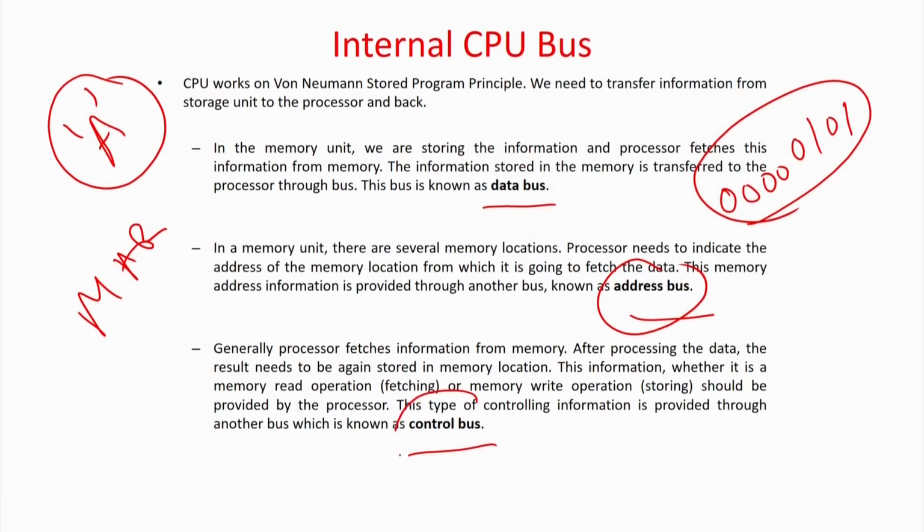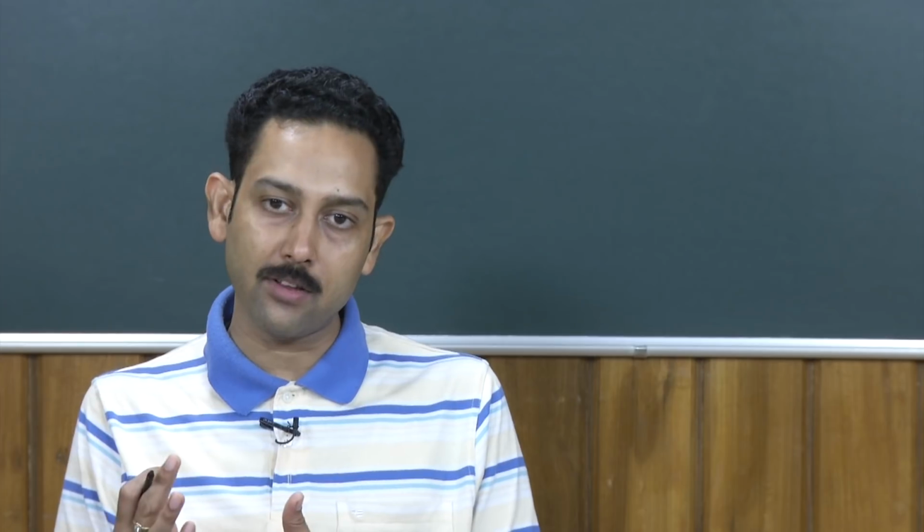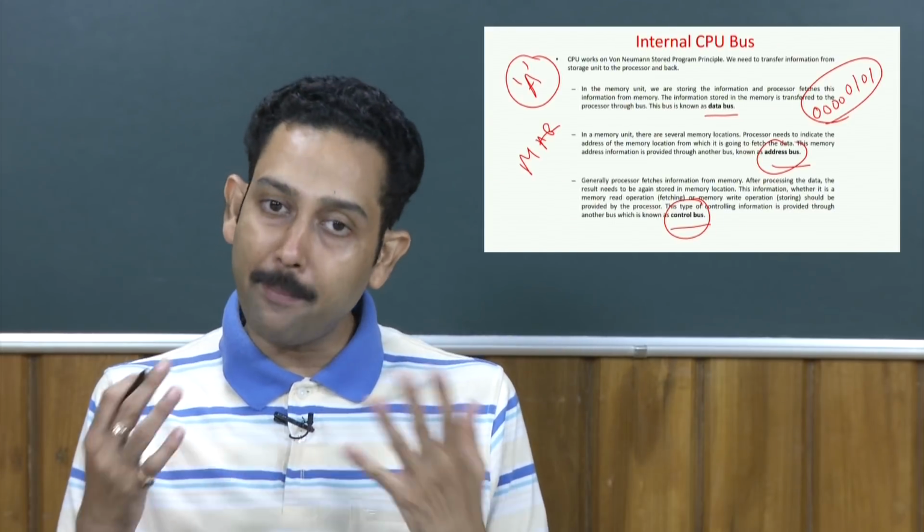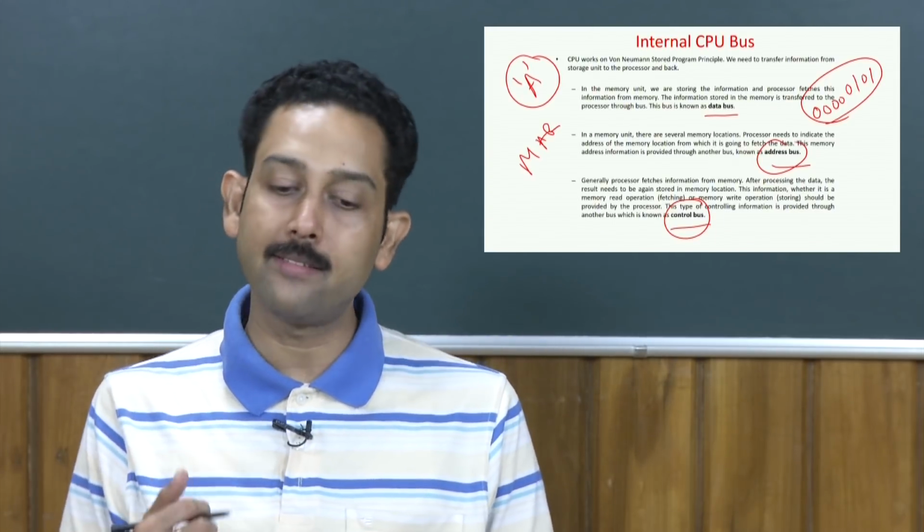And thirdly, as I told you, there is the control bus, which is generating the signals. When you want to add, some signals have to be sent to the ALU. R1 has to be connected to R2. Simultaneously, all other guys cannot use the data bus. So some internal signaling has to be done, and a separate set of wires will actually do it for you. That is the control bus.